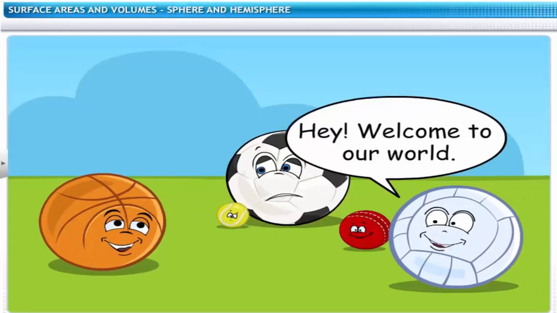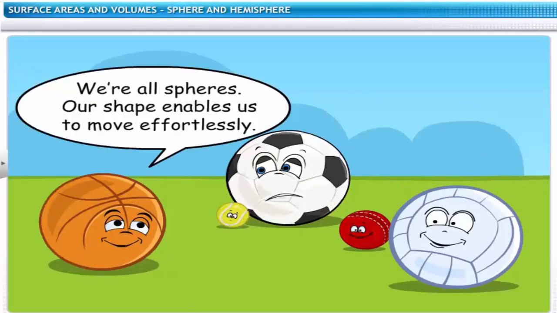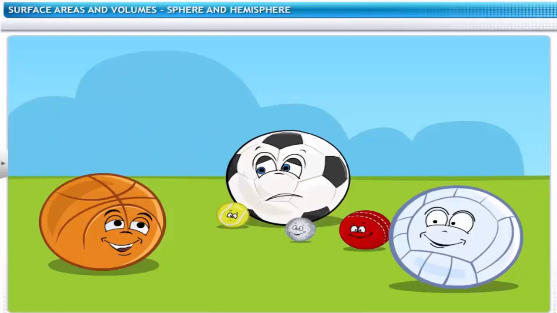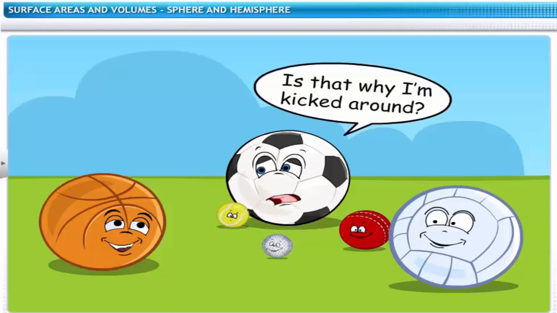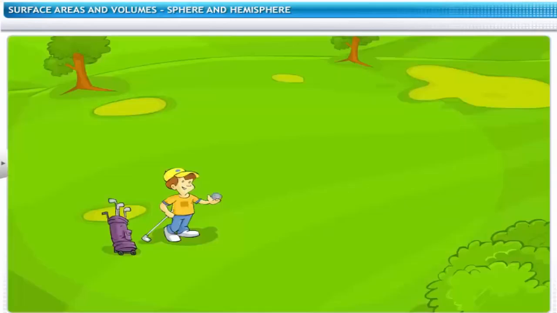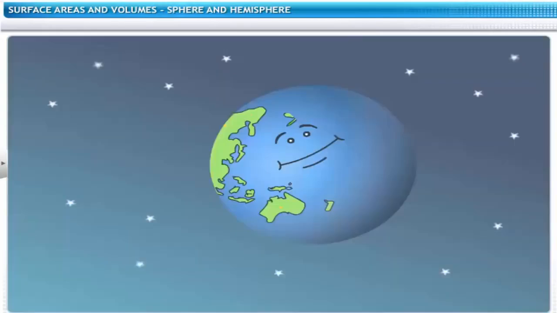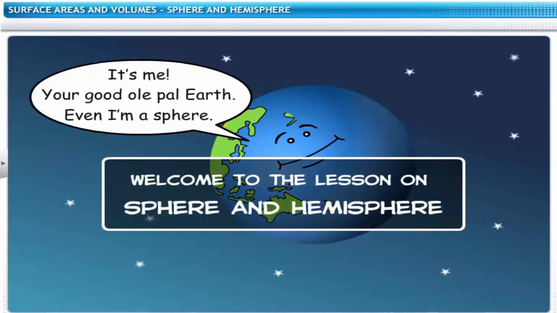Hey, welcome to our world. We're all spheres. Our shape enables us to move effortlessly and land easy. Is that why I'm kicked around? It's me, your good old pal Earth. Even I'm a sphere. Welcome to the lesson on sphere and hemisphere.